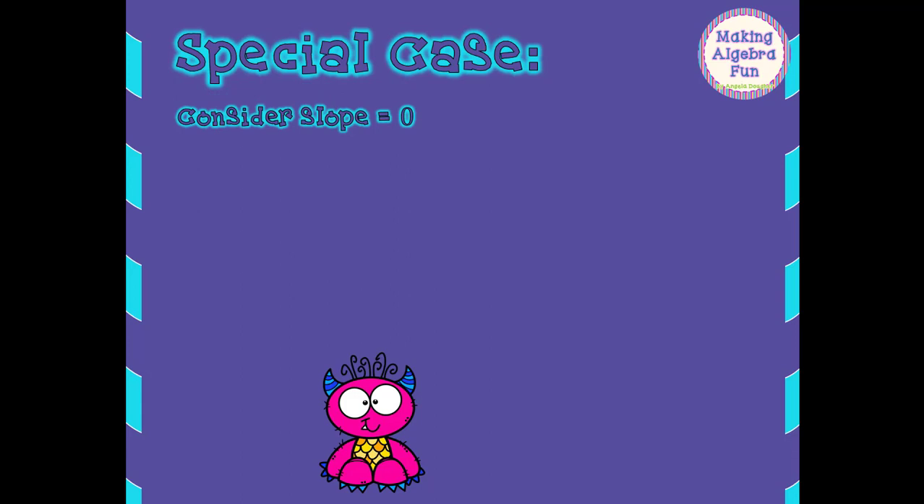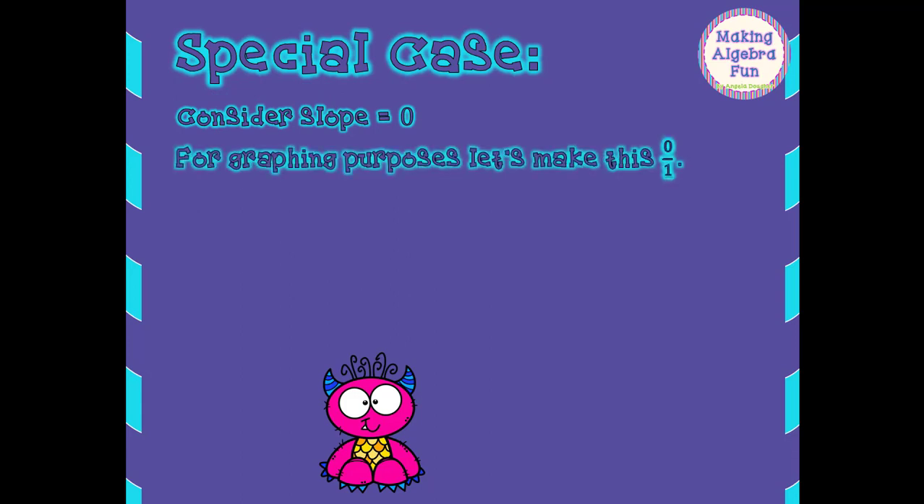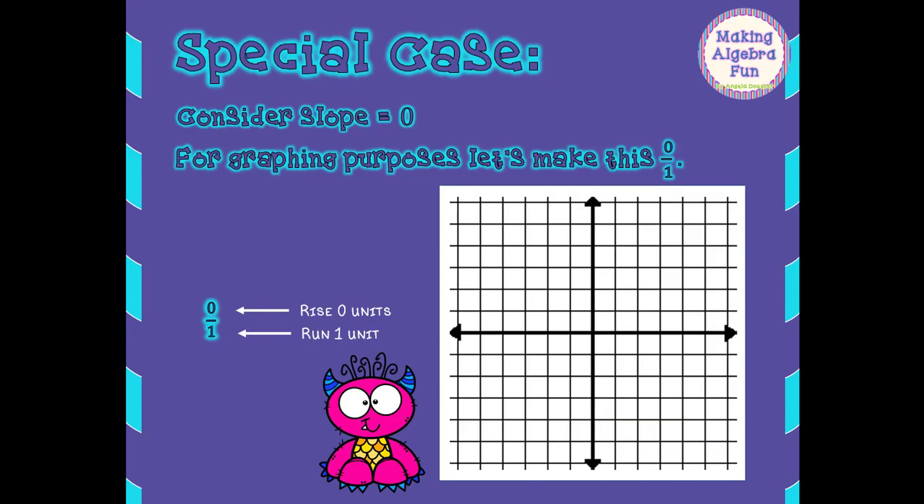Now, there are 2 special cases we're going to look at. Consider the slope equals 0. Now, for graphing purposes, what I'm going to do is make the 0 into 0/1 because we like to have a numerator and a denominator so that we know how far to rise and how far to run. So let's take a look at a graph, and I'm going to give you a point to start with. And if we're going to use this slope, 0 units up means don't go up at all, and then 1 unit to the right puts us right here. And it creates a horizontal line.